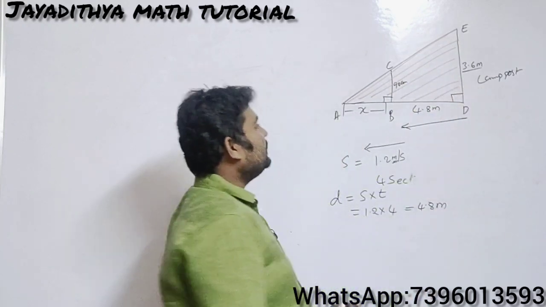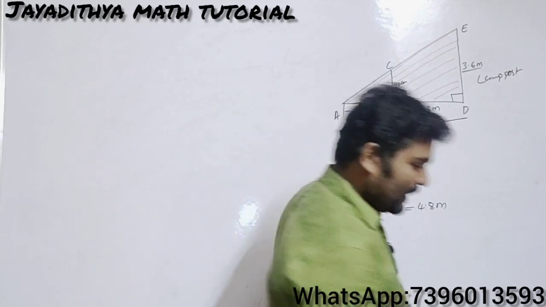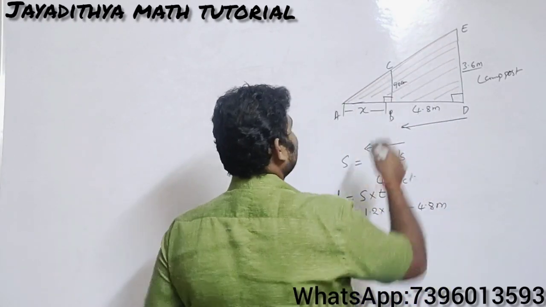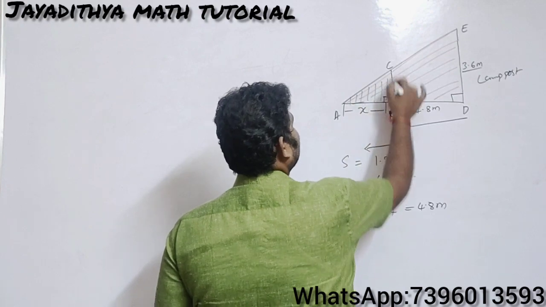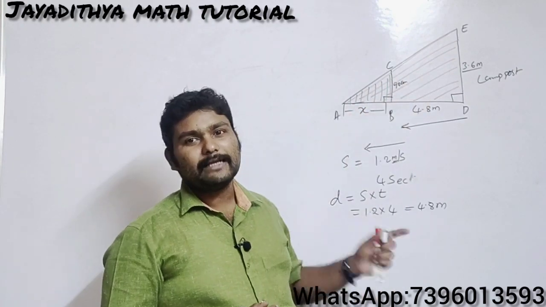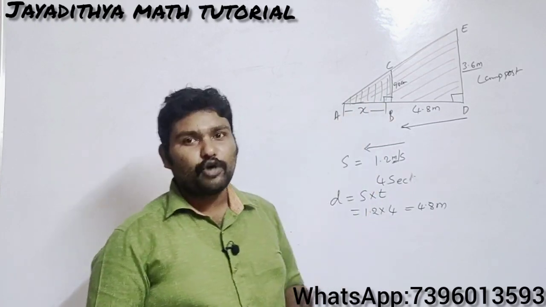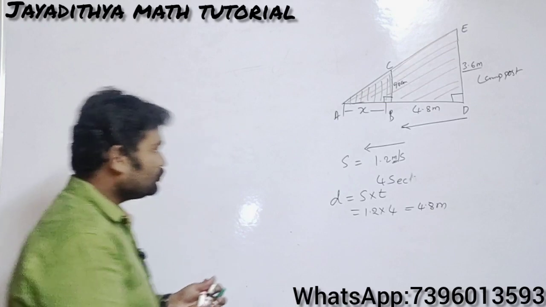Now the bigger triangle is ADE. That is one triangle you need to take, and the other triangle is ABC. So here we need to take two triangles, and we should prove that those two triangles are similar. Then we can easily find the value of X. So how to find it? Let us go to the proofs.